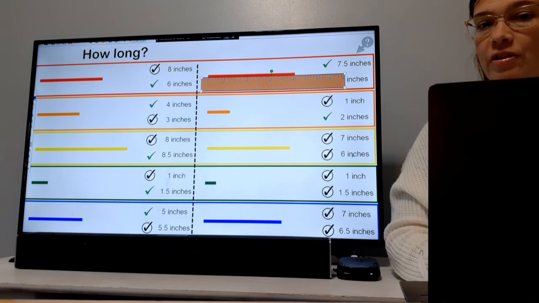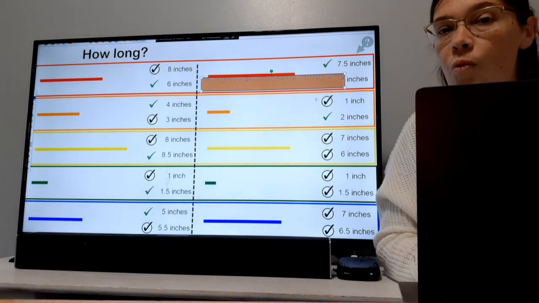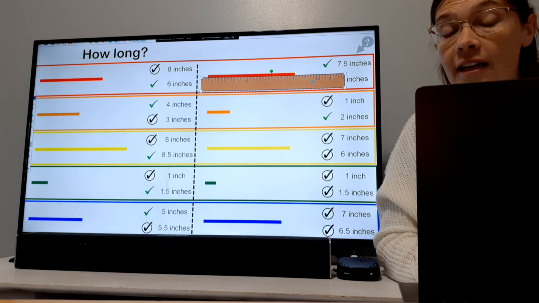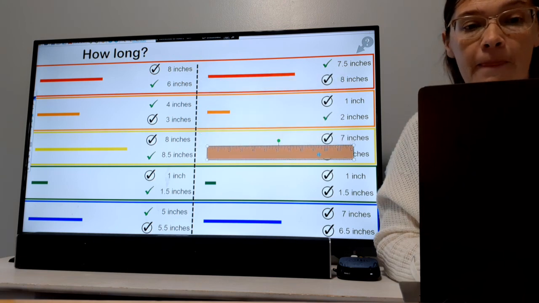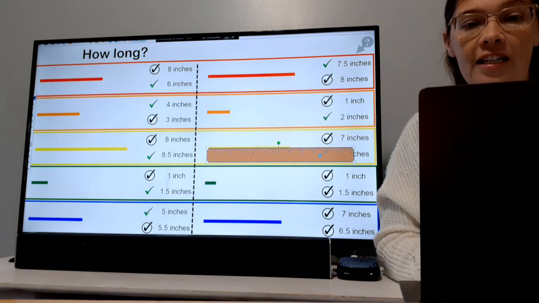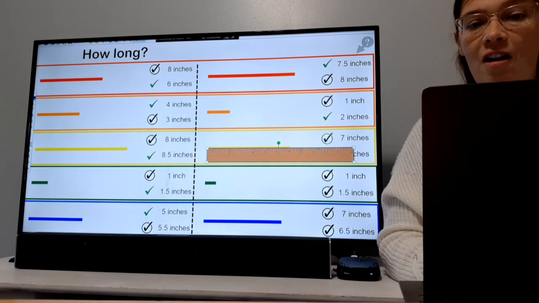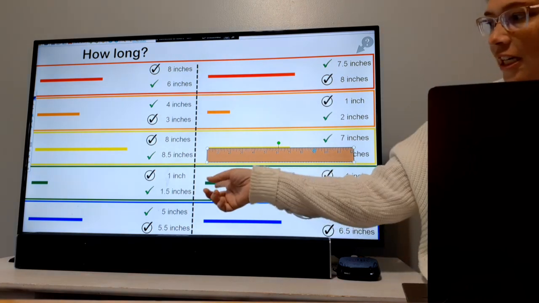Okay, next one. Is it gonna be 7 or 6 inches? What do you think? Do you have a guess? Well, let's see. It looks like 7 inches. All right. Okay, last one is so teeny tiny.